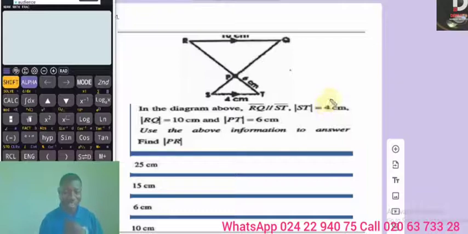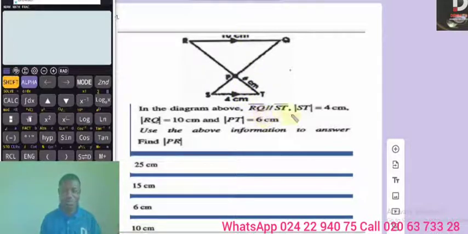Let's see the examiner's strategy and the smartness we are also going to apply to let him know that we are really prepared for business. Now, in the diagram above, RQ is parallel to ST. That means they are corresponding, right? Good. So one will be image, one will be what? Object. Take note. That's what it means.